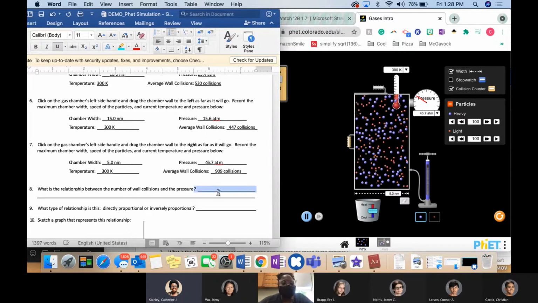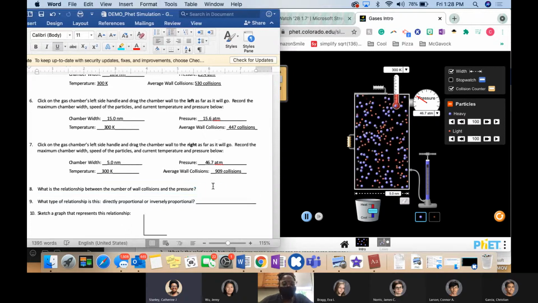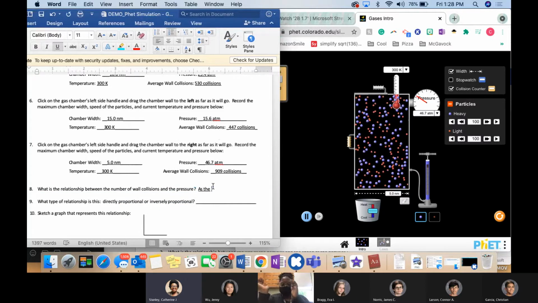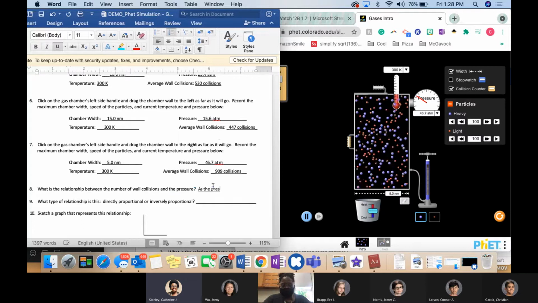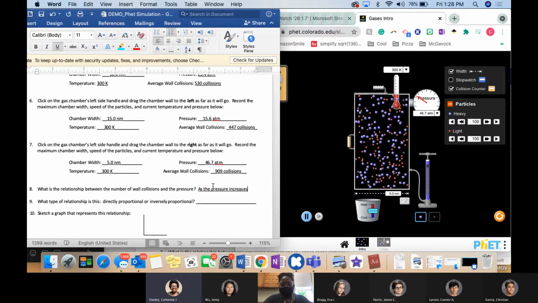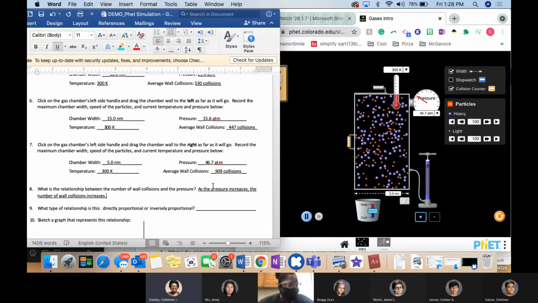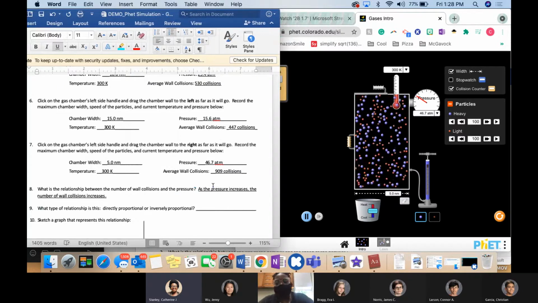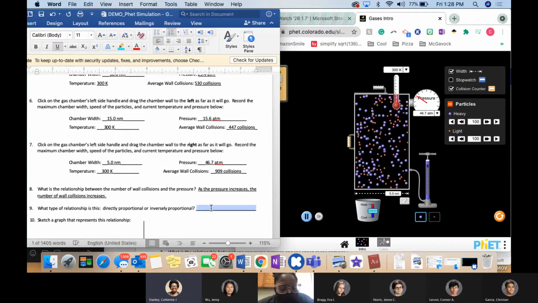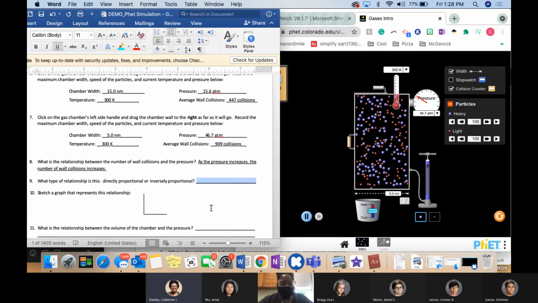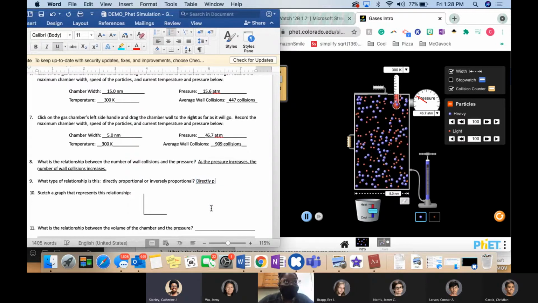So my sentence would be what, DJ? We're comparing wall collisions and pressure. As the pressure increases, the number of wall collisions increases. Beautiful. Okay, let's write our lovely proportion. Is it direct or is it inverse? As one increased, the other increased. That is direct. Directly proportional.